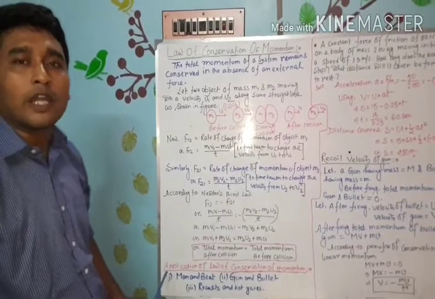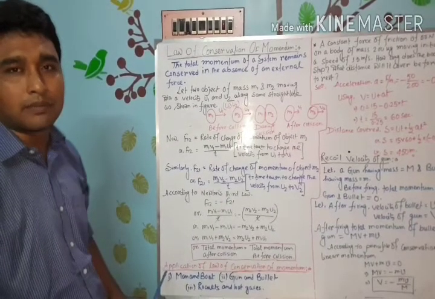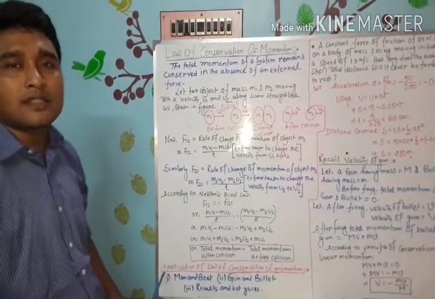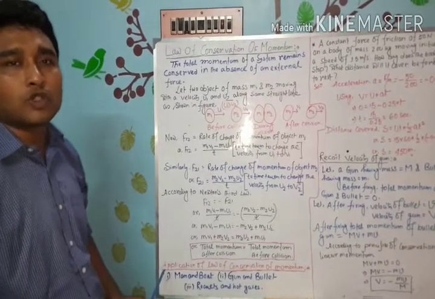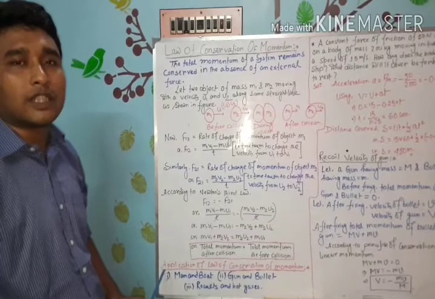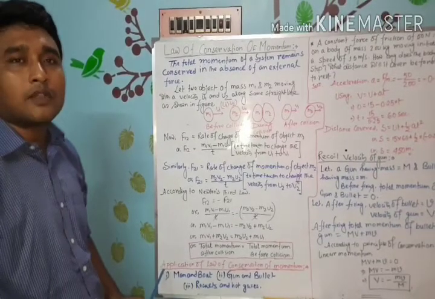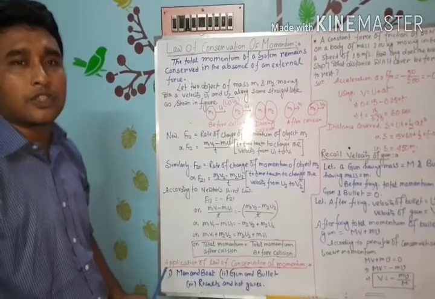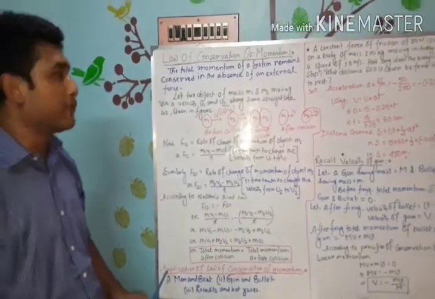So what do we mean by an isolated system? An isolated system means a system on which there is no external force acting. Now we have to prove this statement. Now see the board very carefully.